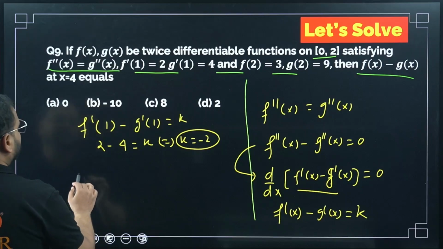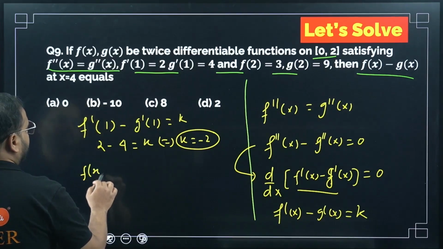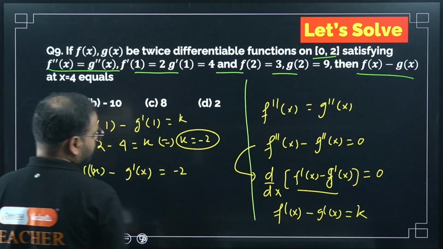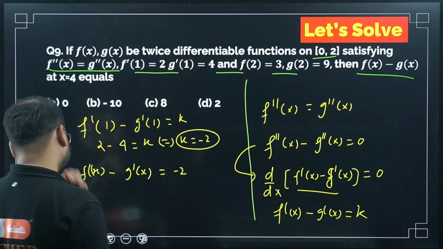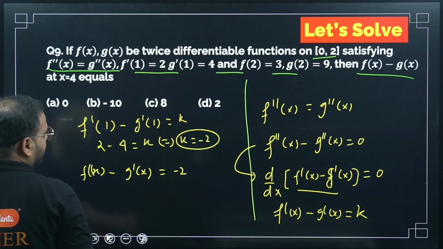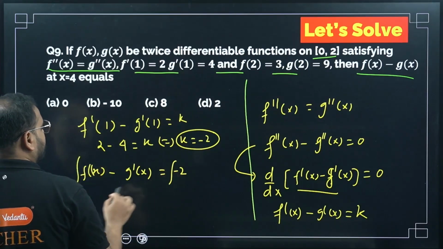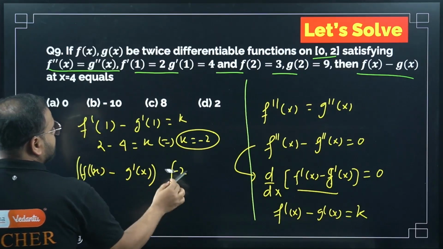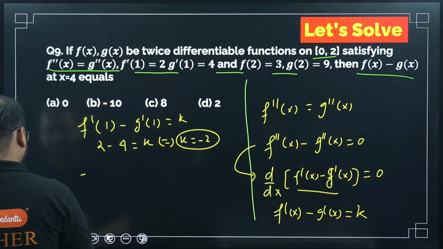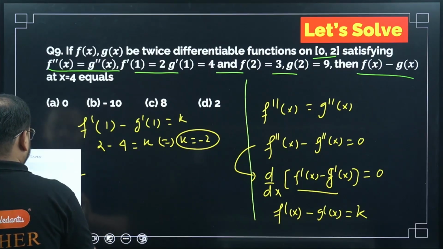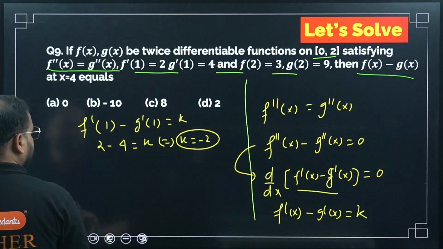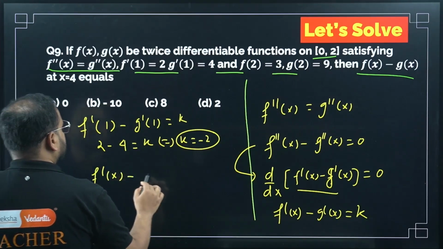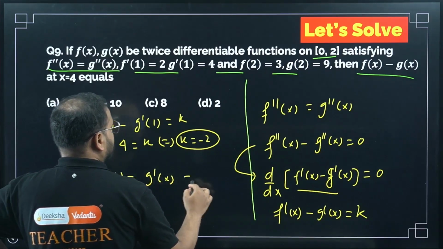Write the same thing again over here. So f dash of x minus g dash of x equals to what? Minus 2. Now integrate again. If you integrate this part again, what are you going to get? I'll give a little bit more space and write this thing again. So I'm getting f dash of x minus g dash of x equals to minus 2.